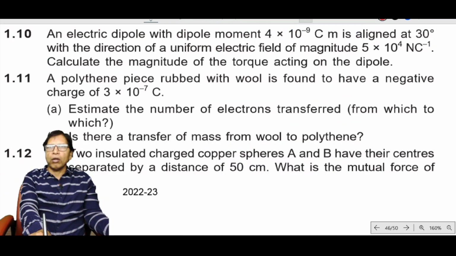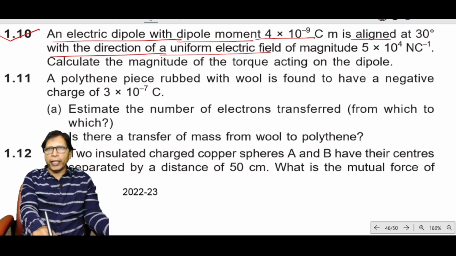Now look at this question number 1.10. An electric dipole with dipole moment 4 into 10 to the power minus 9 coulomb meter is aligned at 30 degrees with the direction of a uniform electric field of magnitude 5 into 10 to the power 4 newton per coulomb. Calculate the magnitude of the torque acting on the dipole.